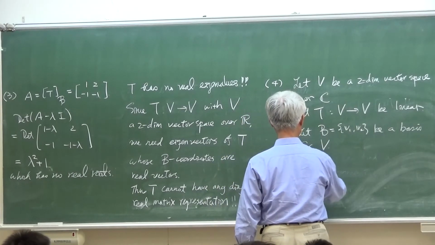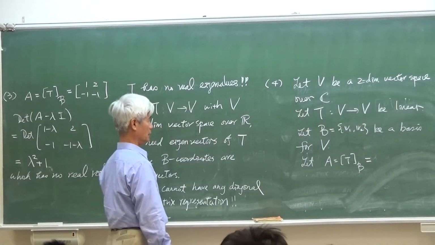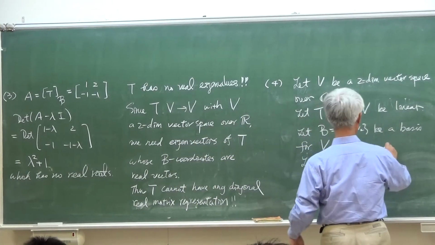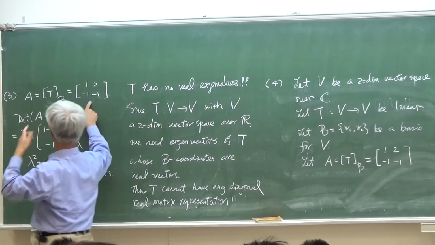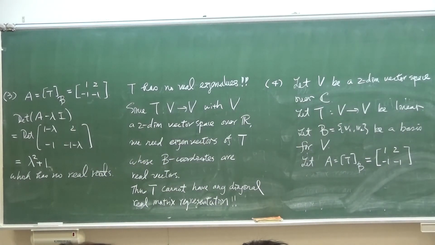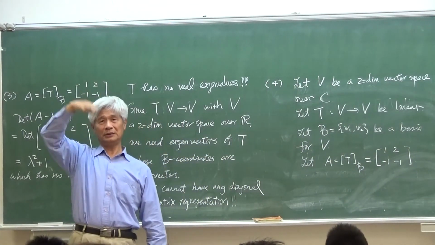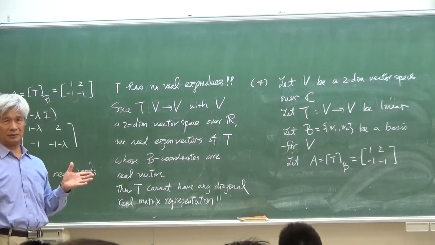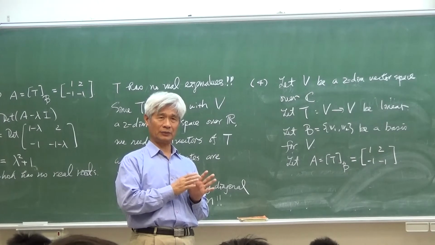And now we let A be the matrix representation of T relative to the basis B, and this is equal to 1, 2, minus 1. So it's the same, right? We have the same matrix representation here, but the settings are different because in the third example we carry on from the first example that V is a real vector space. And T is a linear operator on this real vector space, which is two-dimensional.